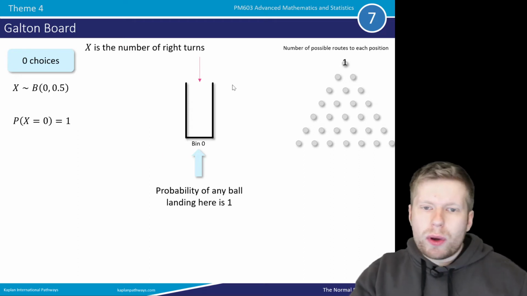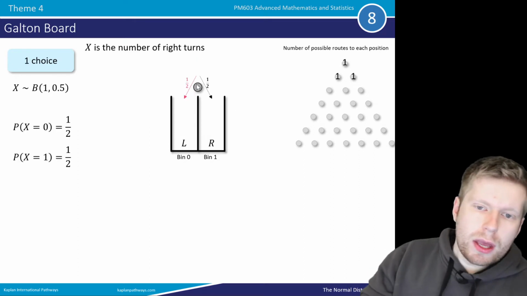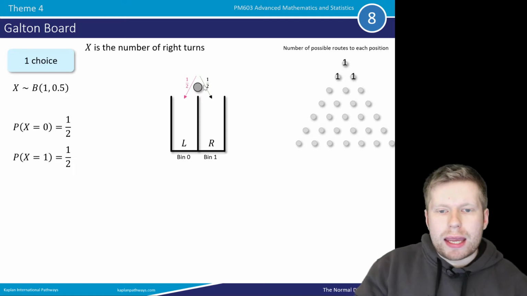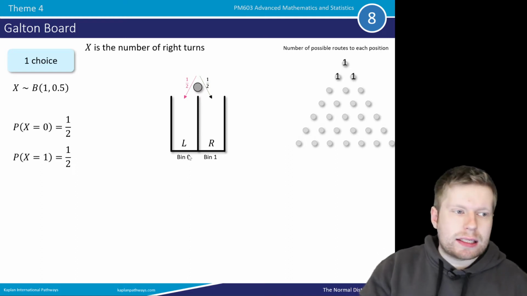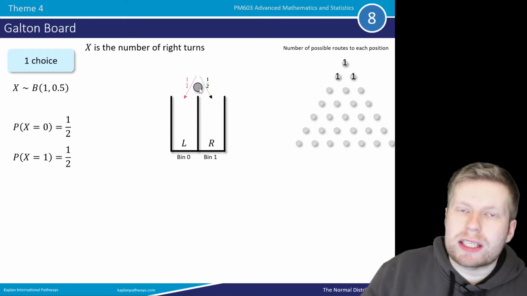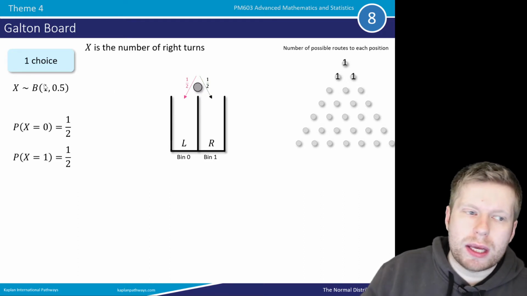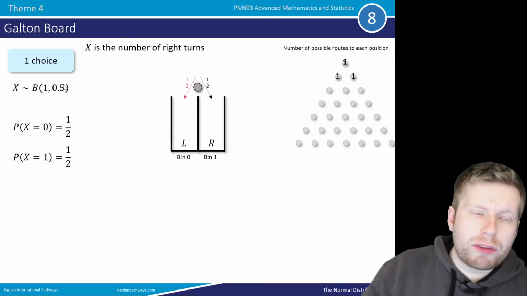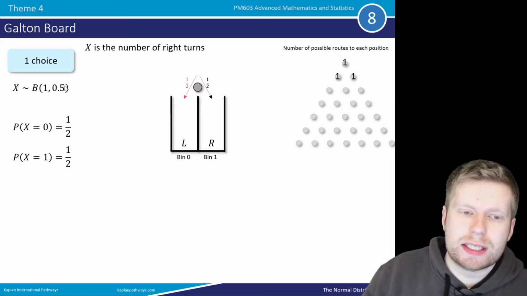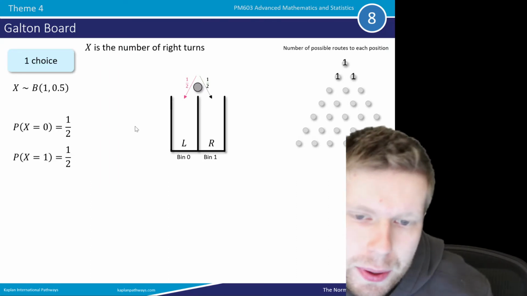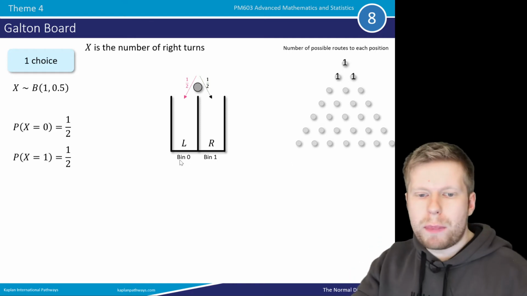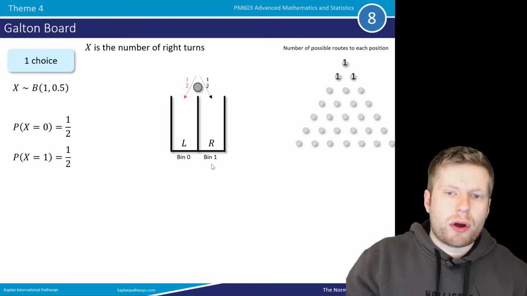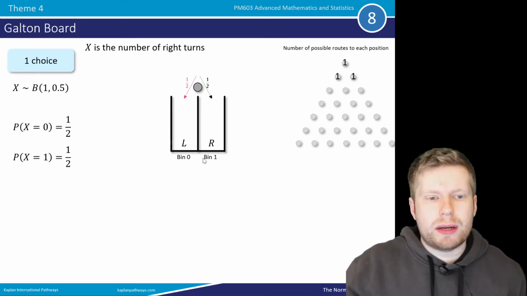So let's do it now with actually just one peg. Okay, so if you have one peg, are you happy that there's 2 bins that it can land in? So let's call it bin 0 and bin 1. Now it's making one choice. So the number of trials is going to be 1, okay? And we still have the probability of turning right, the probability of success, is 0.5. But now we need to consider, well, okay, what's the probability that it's going to end up in bin 0 and what's the probability it's going to end up in bin 1?